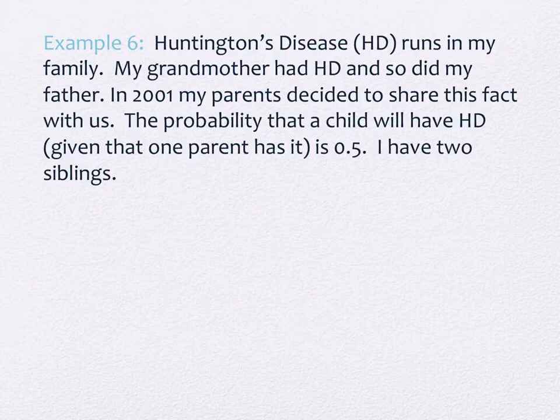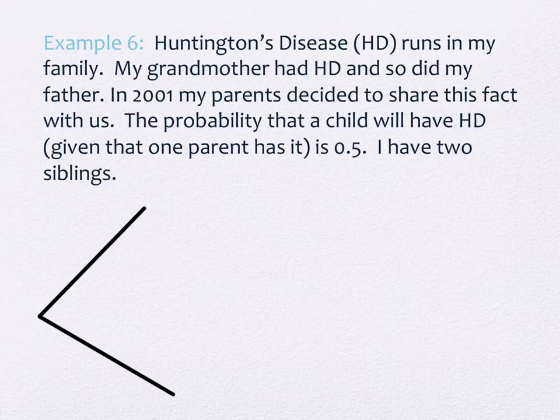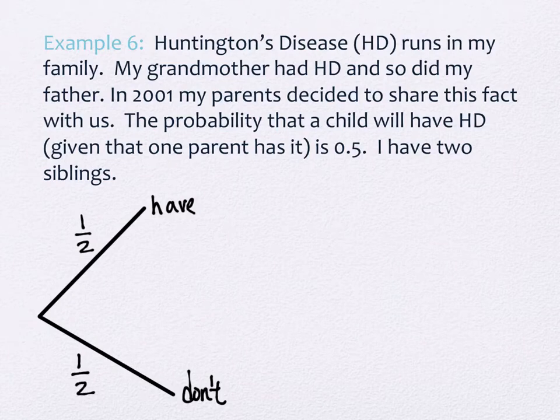So I'm the oldest of my parents' children, and so this branch is actually me. And there are 2 possibilities. There's a possibility that I have Huntington's, and there's a possibility that I don't. And we did the last one with decimals, so let's do this one with fractions just to see a version of it that's slightly different. It's a 1/2 probability that because my father has it, I will also have Huntington's disease.